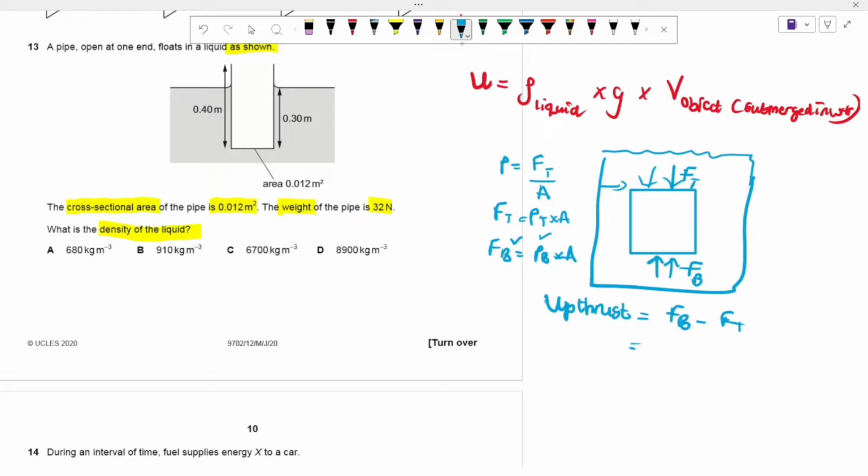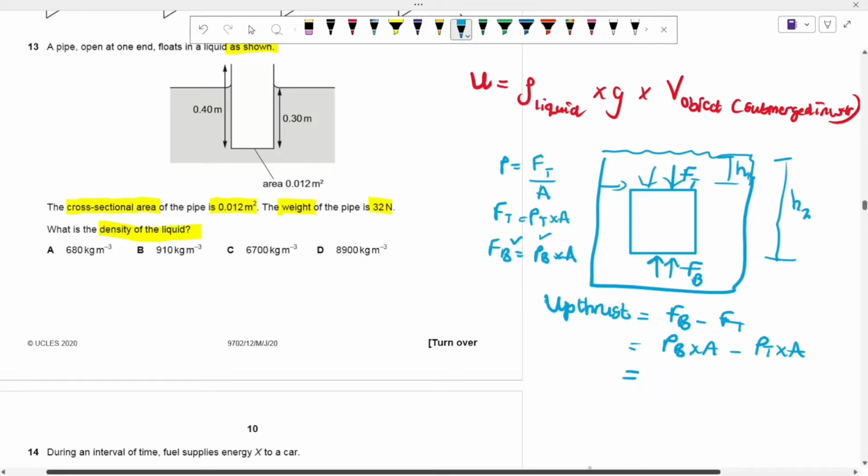The force at the bottom will just be the pressure at the bottom times the area, minus the pressure at the top times the area. If you consider the height of the liquid to the top H1, and the height of the liquid down to the bottom H2, the pressure at the bottom will be H rho G from the equation of pressure, the density of your liquid times G times H2, times A, minus rho G H1 times the area A. You factor out rho G A, and you're left with H2 minus H1. But H2 minus H1 is just the height of this object, H.